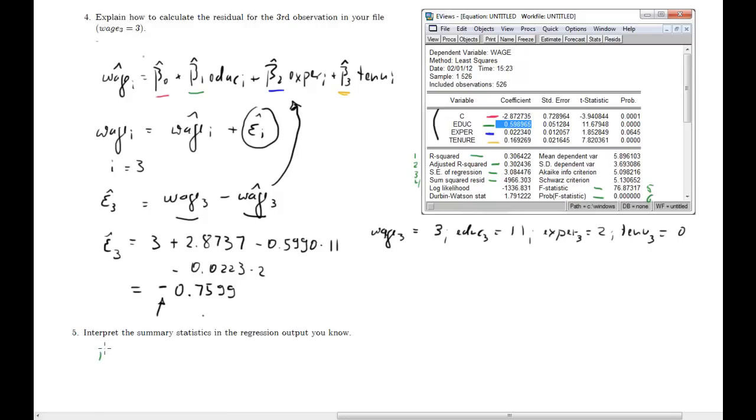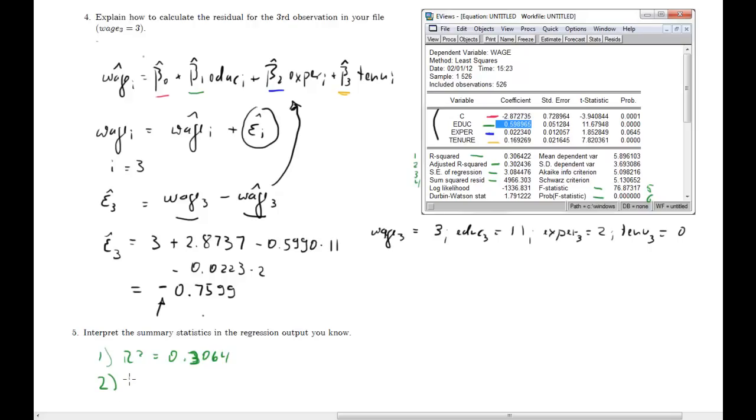So 1, the R squared is 0.3064. That means just more than 30% of the variation in the dependent variable is explained by variation in the explanatory variables. So make sure you know this expression exactly. Okay, it's very important. We are talking about variation in the dependent variable being explained by variation in the explanatory variables.